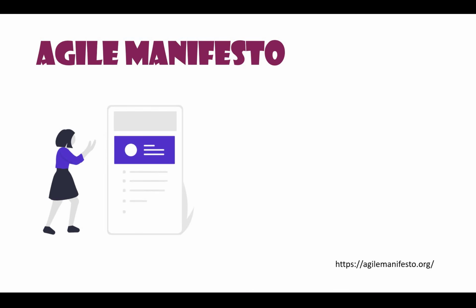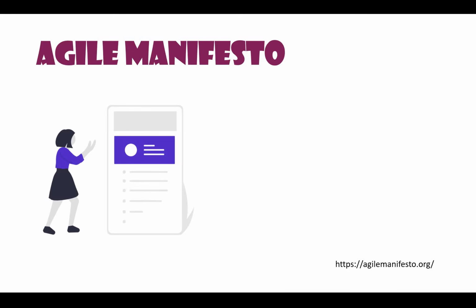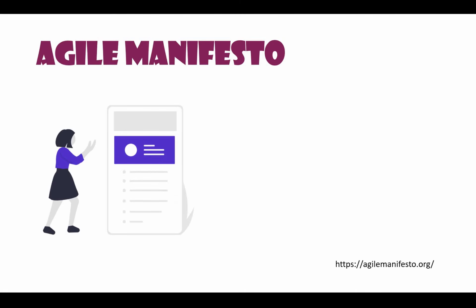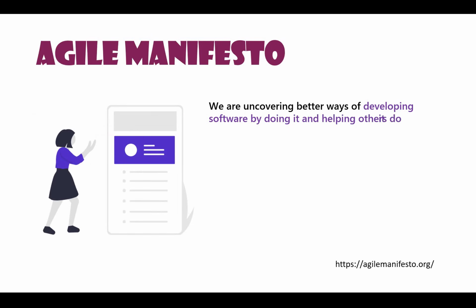Now let's get into our main topic, which is the Agile Manifesto. We are looking for flexibility and adapting to changes, and then you may think, why do we need a manifesto? If you go to agilemanifesto.org, they have given details on why the Agile Manifesto exists, what the different values are, and everything.